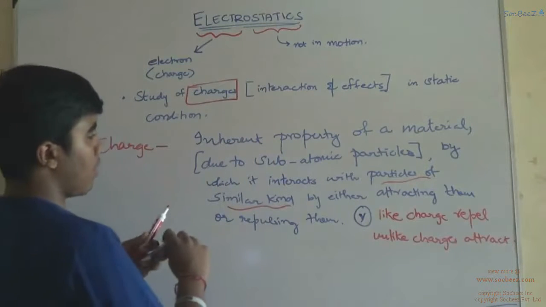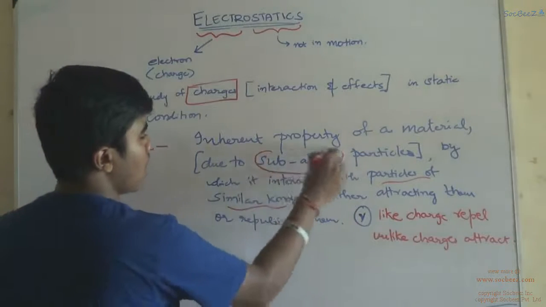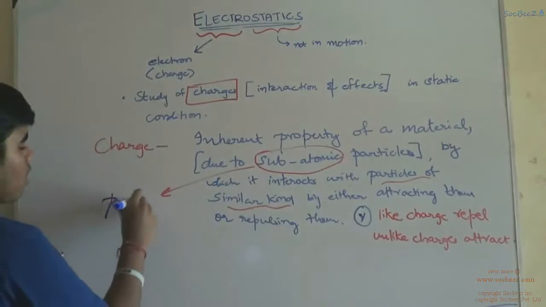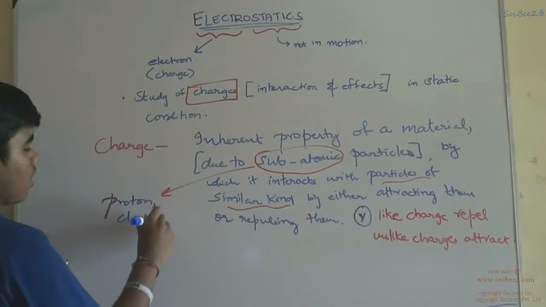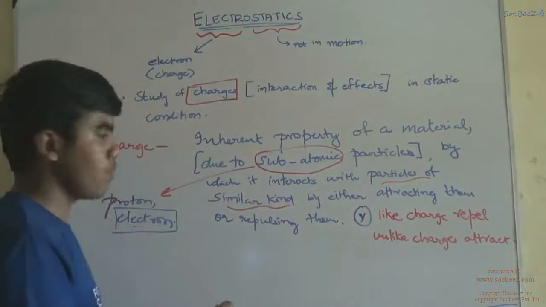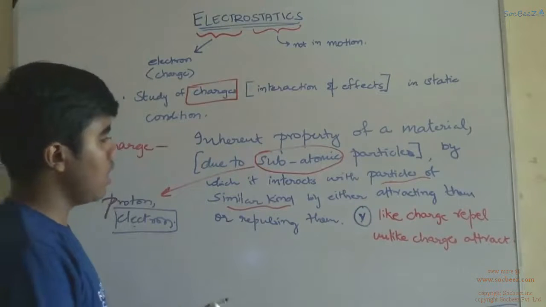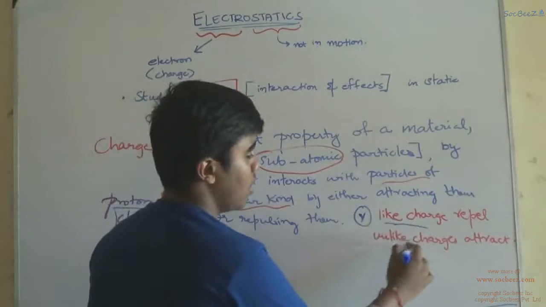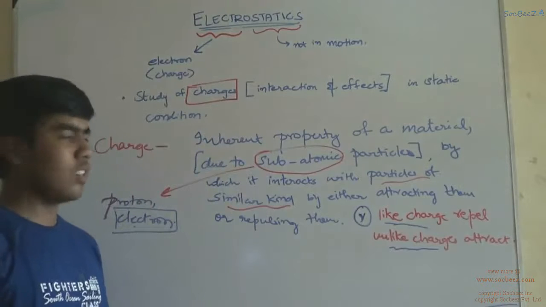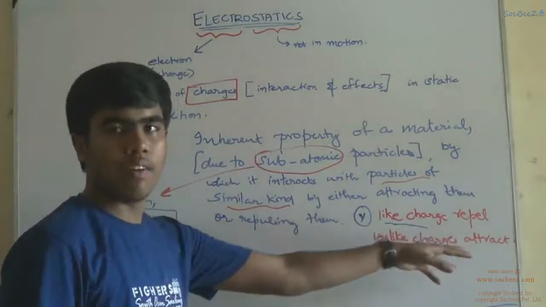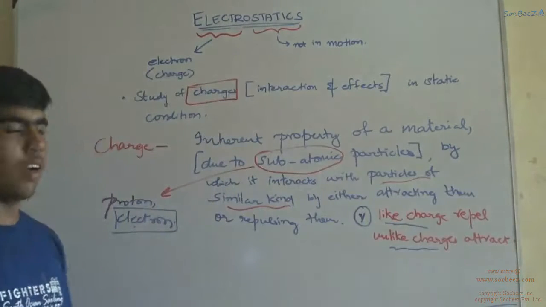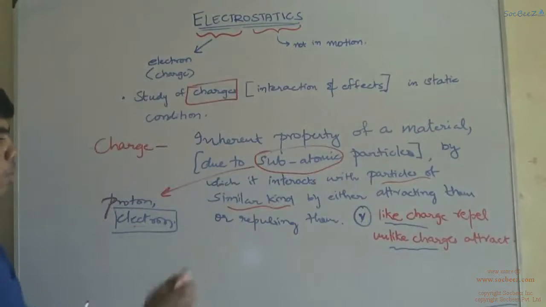Now, what are these subatomic particles? It is due to the proton and electron. So, the main difference is created by the electron. Now, here we say that like charges repel and unlike charges attract. So it means that there are two kinds of entities, out of which the similar kinds repel and the different kinds attract.